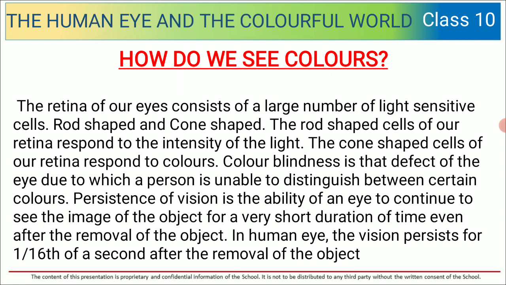Persistence of vision is the ability of an eye to continue to see the image of the object for a very short duration of time, even after the removal of the object. In the human eye, the vision persists for 1/16th of a second after the removal of the object.